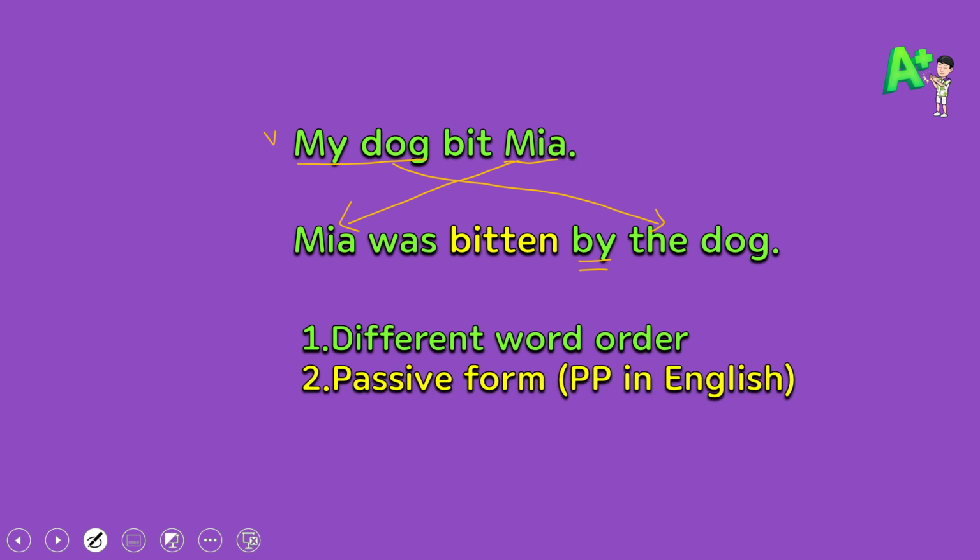Then it also involves a passive form. The bit became bitten.